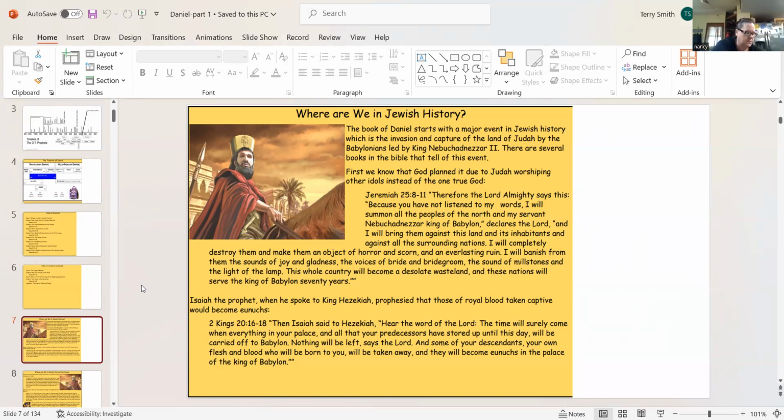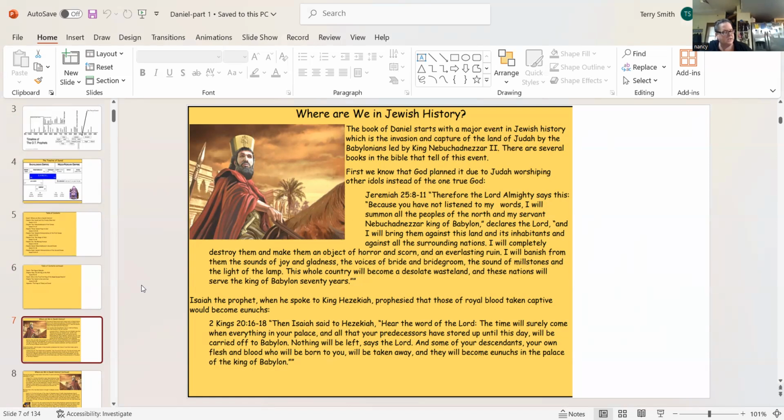Right. So Jeremiah also predicts the invasion of Nebuchadnezzar into and taking over Judah. So we have a lot of this written out already in the Bible before it even happens. Isaiah the prophet, when he spoke to King Hezekiah, prophesied that those of royal blood taken captive would become eunuchs.